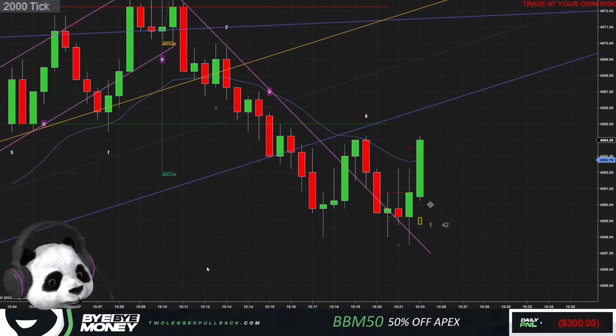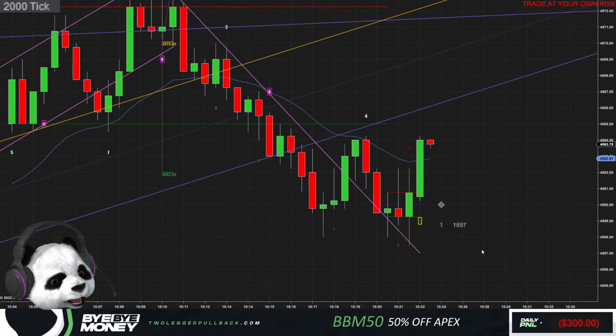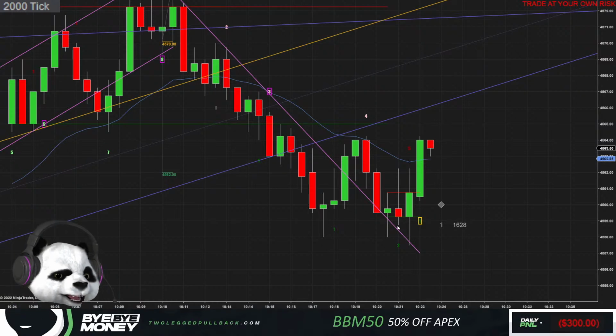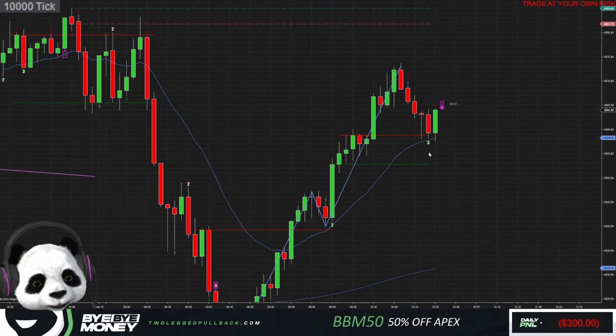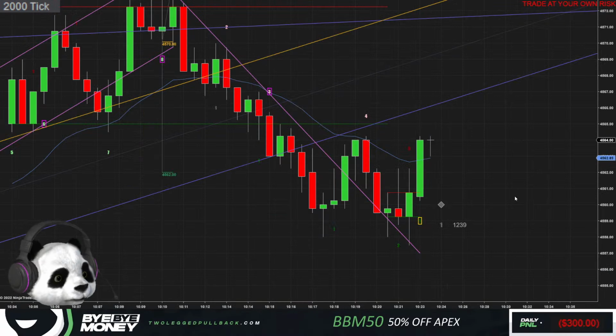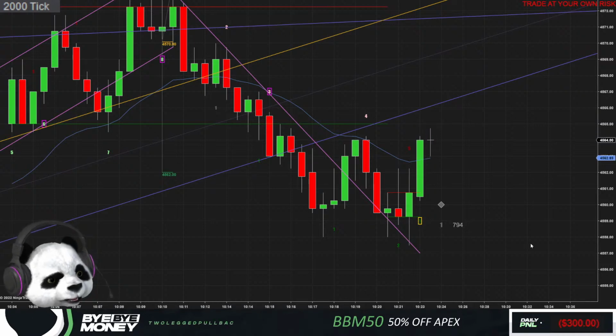The 10K is about to trigger the trap here. If we break this pivot high, the 10K does trigger the trap on the outside bar reversal. That's why I didn't want to go short here, pandas. That's why I didn't want to go short, because you got that 20 MA on the 10K chart just blocking you, I think, as support. We do create the outside bar reversal on the 10K chart.